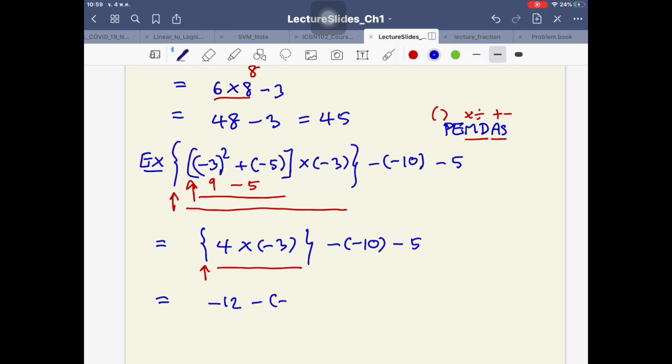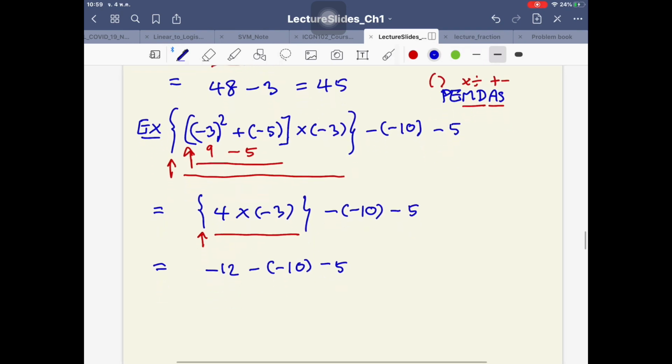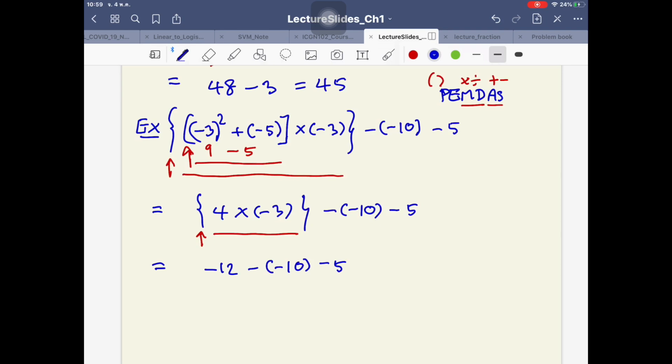And then later on you have minus the negative 10 and then minus 5. The minus and minus, so actually you get plus 10. So actually you get minus 12 plus 10 minus 5. So at the end, minus 12 plus 10, you get minus 2. Minus 2 added with minus 5 again, you get minus 7. So that's the answer.